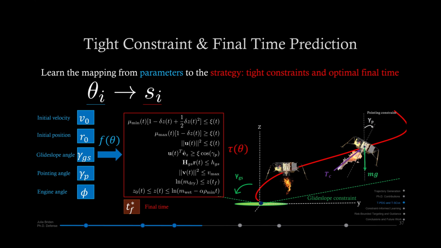And then our strategy is now a binary vector that depends on the number of discretization nodes that our problem is defined with. This binary vector at each node indicates either a 0 if a constraint's not tight or a 1 if the constraint is tight. And then we're also predicting the floating point final time, which is a scalar, because otherwise we would have to perform a line search over possible final times, and that significantly increases your computational complexity.